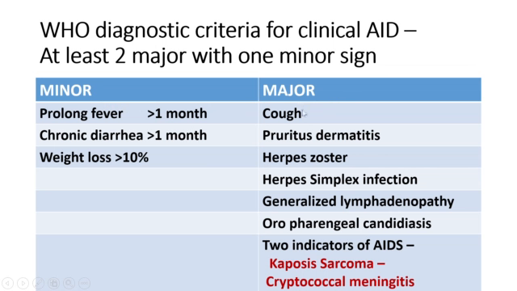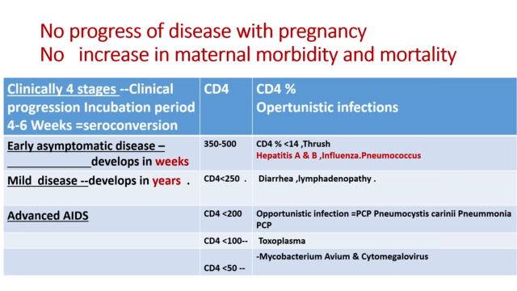Major signs are cough, pruritic dermatitis, herpes zoster, herpes simplex infection, generalized lymphadenopathy, and oropharyngeal candidiasis. These six criteria are included under the major signs. And there are two indicators of AIDS, Kaposi's sarcoma and cryptococcal meningitis. If these two conditions are there, they are the indicators of AIDS.